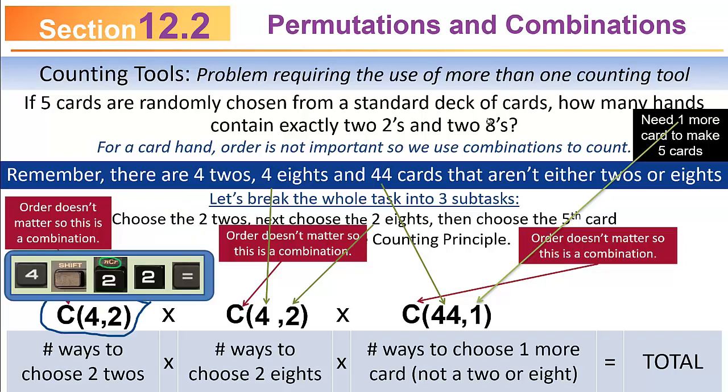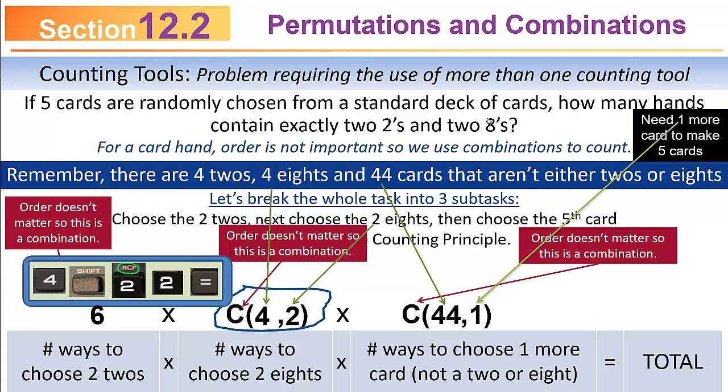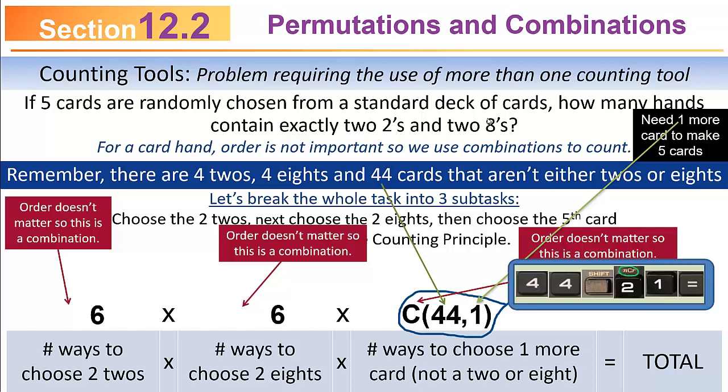And when you do the calculation, the combination of 4 things taken 2 at a time is 4, shift 2, 2 equals, and that comes out to be 6. Well, for the 8s, it comes out to be exactly the same. 4, shift 2, 2 equals. That's also 6 because it was exactly the same combination. And then finally, combination of 44 things taken 1 at a time. That's 44, shift 2, 1 equals, and that comes out to be 44.